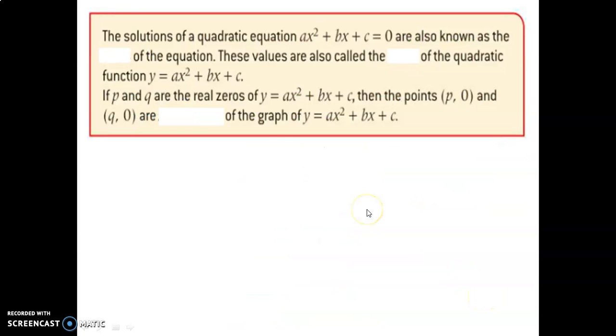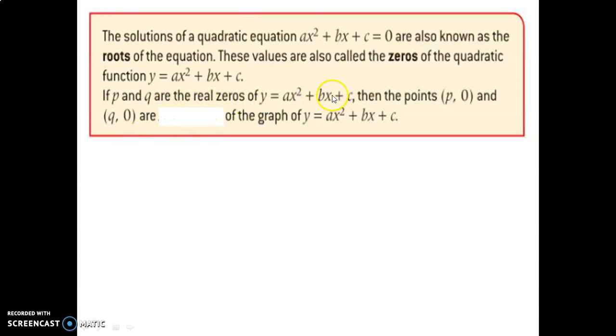Okay, so here's some key conclusions then. So the solutions of a quadratic equation like this in standard form are also known as the roots of the equation. So remember that word, when we're looking for the solutions, we can call them roots. These values are also called zeros. They're called roots and zeros because we set y equal to 0. And roots because in the end, in the quadratic formula, we can take a root of a portion of it to get the answer.